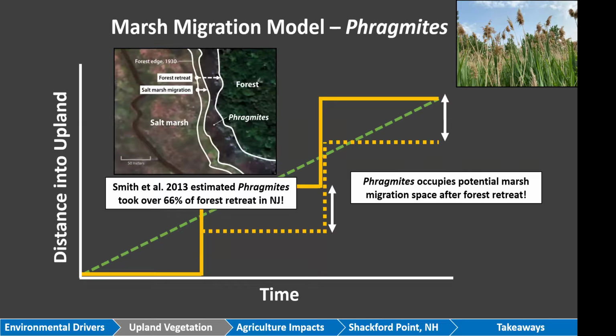And what was interesting was Smith et al. in 2013 actually did a large-scale remote sensing project on the New Jersey coastline and wanted to see between 1930 and 2011 how much the marsh had migrated back. What he couldn't figure out was, even though the forest had migrated so much, the marsh had only migrated back 33% of that space. He finally went back into his model and reanalyzed it and found that actually Phragmites had taken over 66% of that forest retreat in New Jersey.